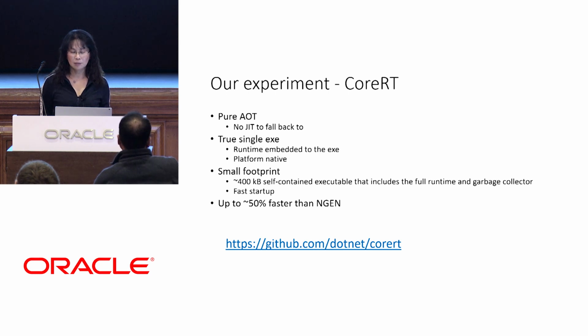In our benchmark, we see we're about 50% faster than NGEN. And how small can we go? Our footprint, an application that one of my guys tried, he quoted me 400 KB. That was actually really impressive. And the exe that we generated has the runtime embedded in the exe, the GC embedded in there, just pretty much like cloud native. And it's platform native. So why didn't we ship it yet?